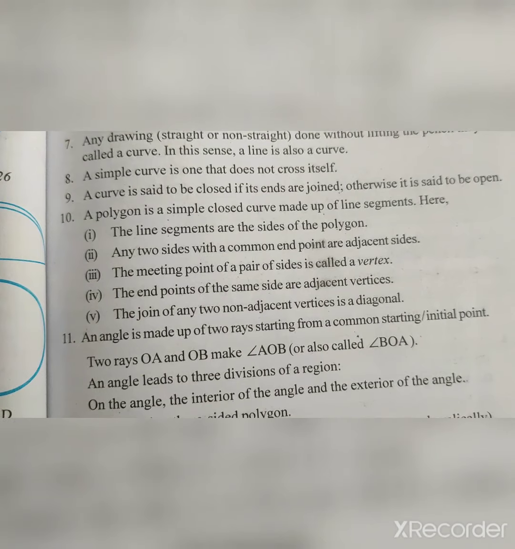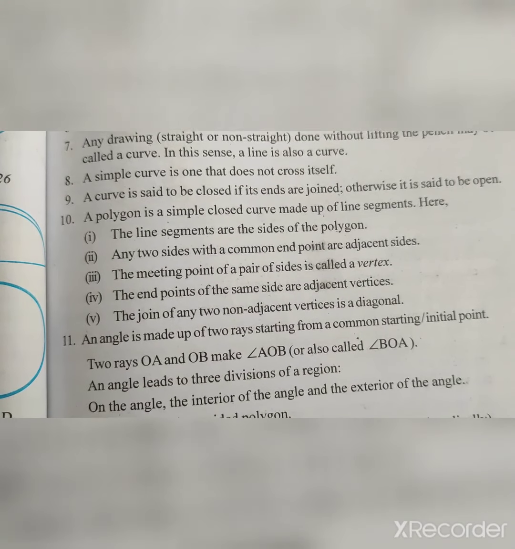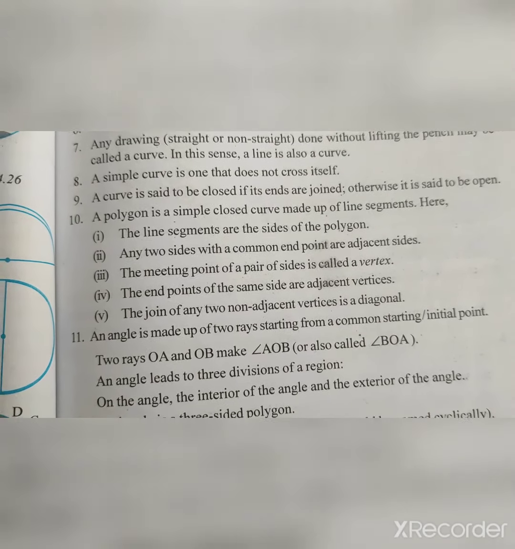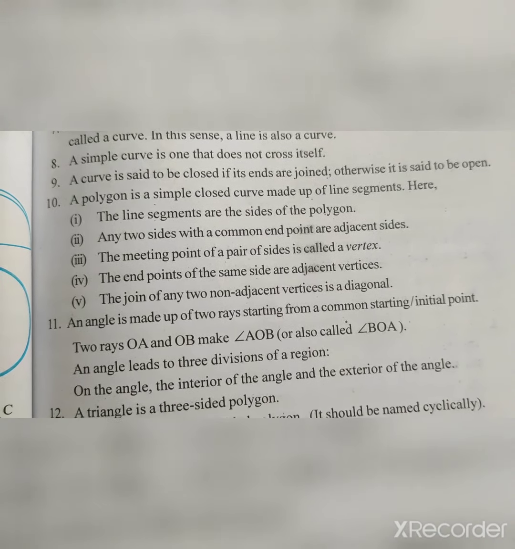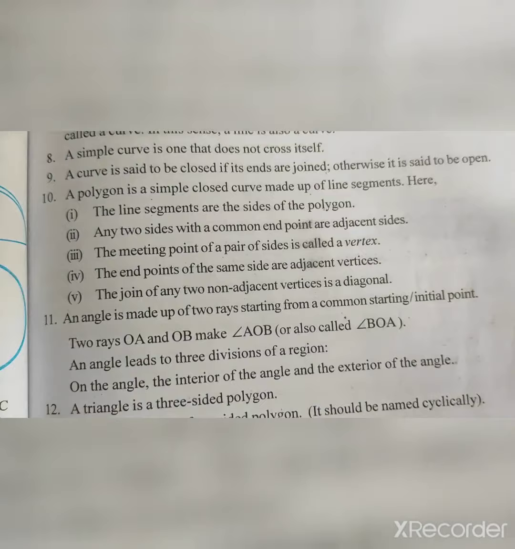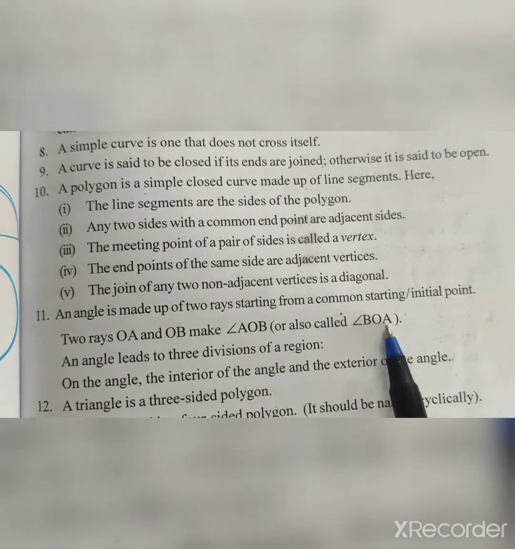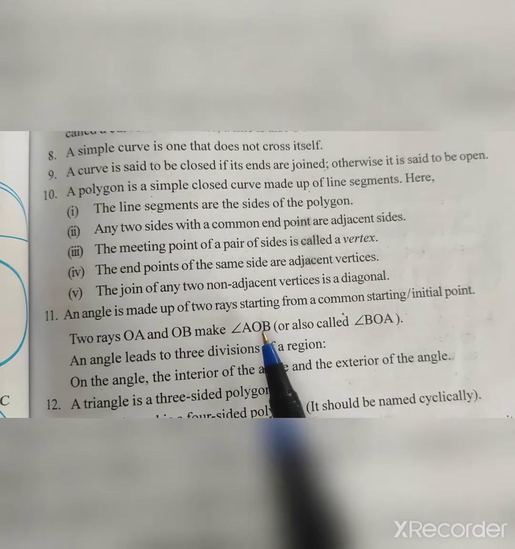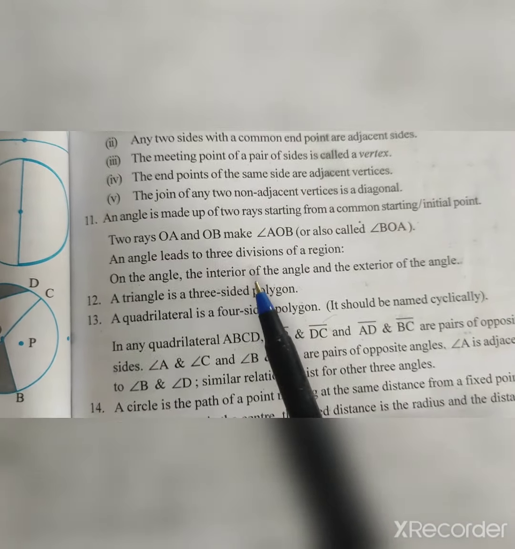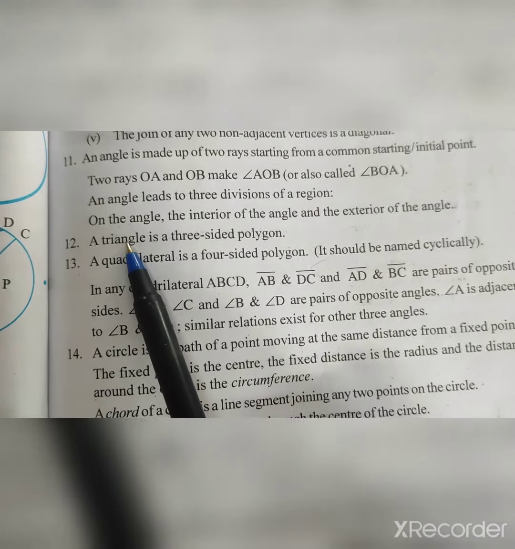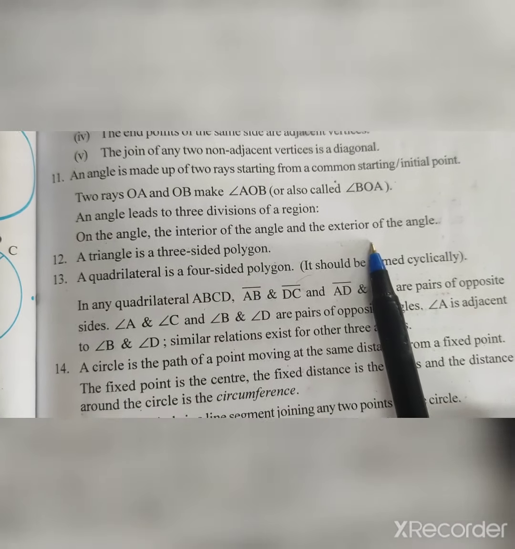In a quadrilateral we have seen diagonals. An angle is made up of 2 rays starting from a common initial point. 2 rays OA and OB make angle AOB. The middle letter we never change. The name of the angle can be angle O, angle AOB, or angle BOA. An angle leads to three divisions of a region: on the angle, the interior of the angle and the exterior of the angle.